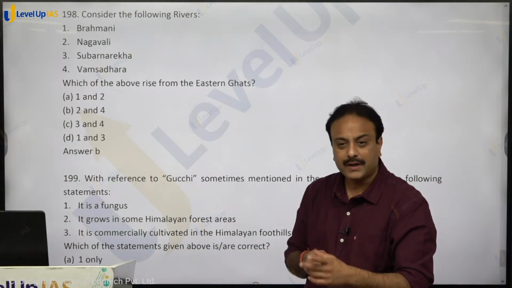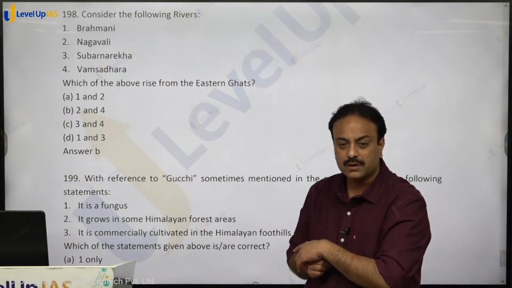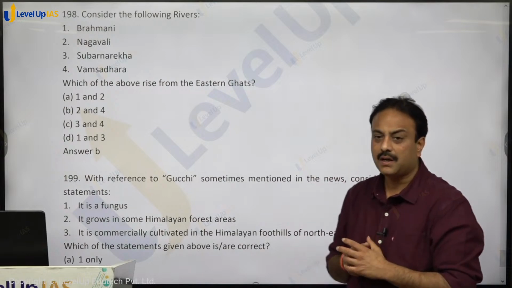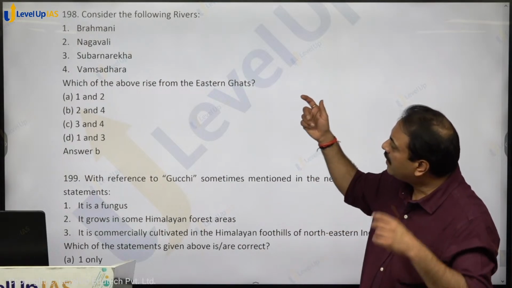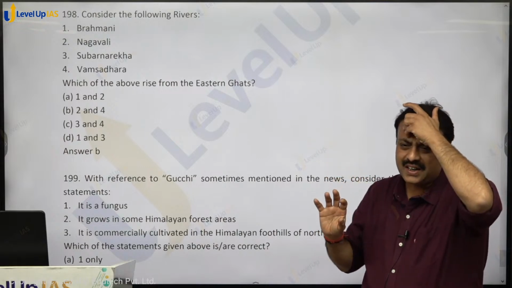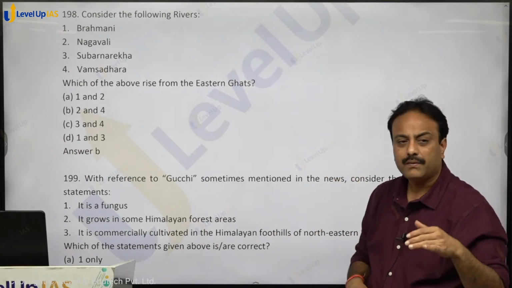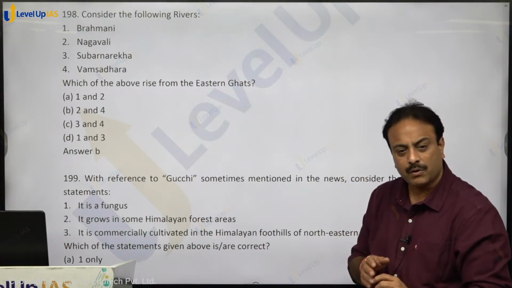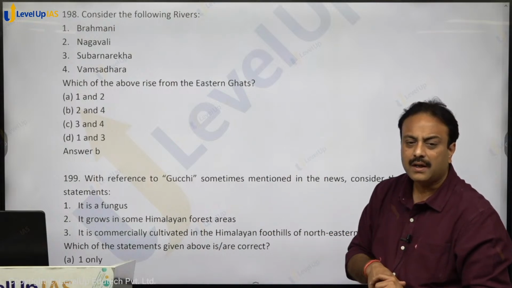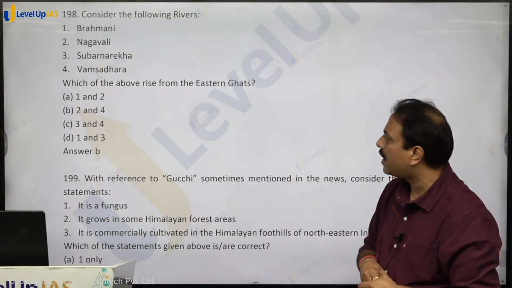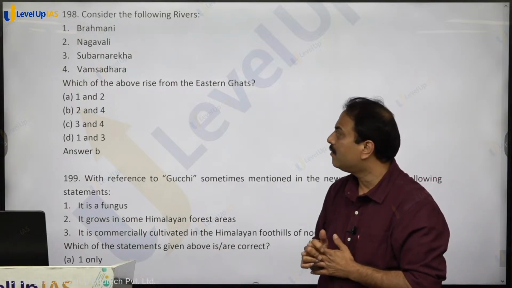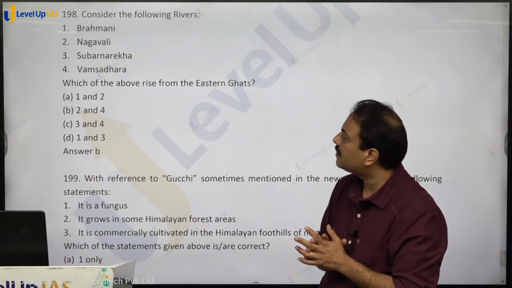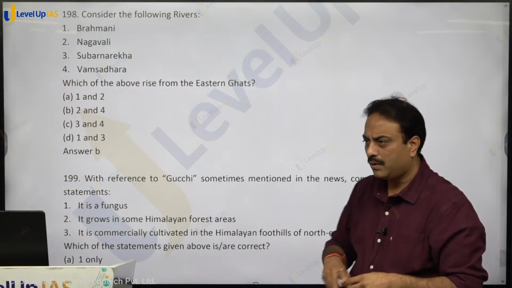Vamsadhara, I told you it is an independent river at the time of Godavari also. It also originates from the Eastern Ghats. Vamsadhara flows between Godavari and the river Mahanadi from Odisha and enters Andhra Pradesh. Nagavali also enters Andhra Pradesh, and both independently join Bay of Bengal. So 2 and 4 originate from the Eastern Ghats, 1 and 3 originate from the Chota Nagpur plateau region. So the answer will be 2 and 4, option B, B for boy. Clear on that?